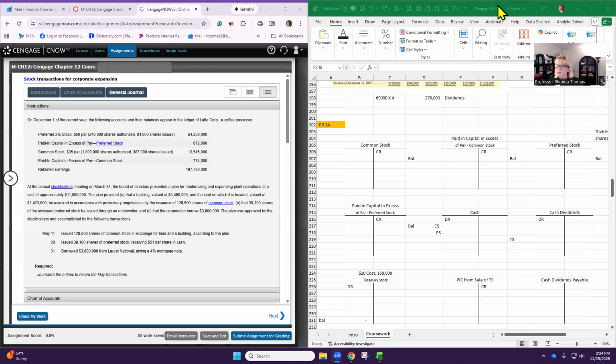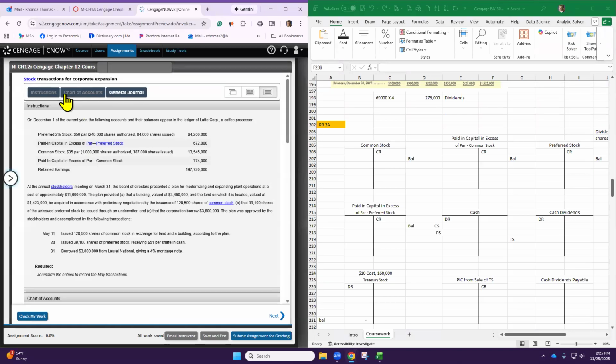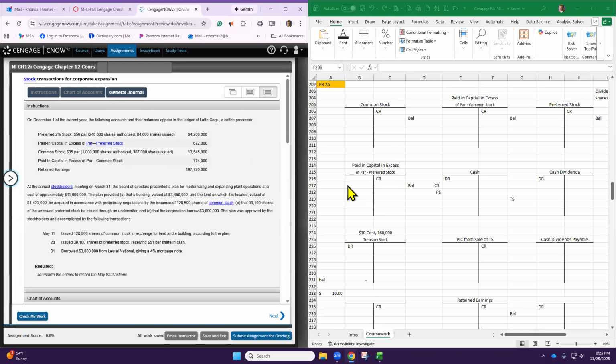Okay, there's two problems. All right, we have 2A blank sheet, 3A blank sheet. These are stock transactions for corporate expansion. I have highlighted all of my options here and stacked them. So I have some T accounts here to get started.